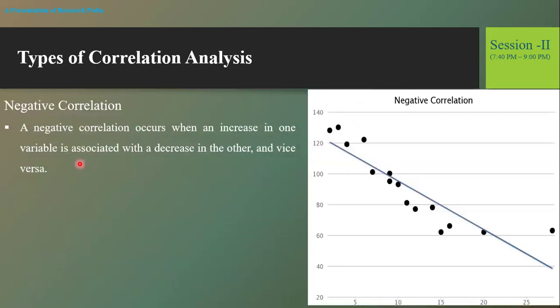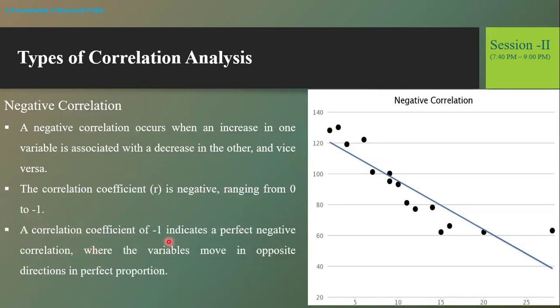A negative correlation occurs when an increase in one variable is associated with a decrease in the other. So there is an inverse relationship between both variables. One variable might increase and the other might decrease, so a decreasing pattern will show. The correlation coefficient is negative, ranging from 0 to -1. A correlation coefficient of -1 indicates a perfect negative correlation where the variables move in opposite directions in perfect proportion.